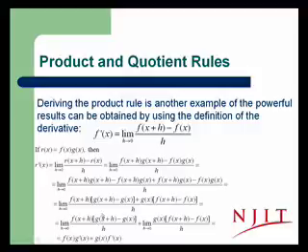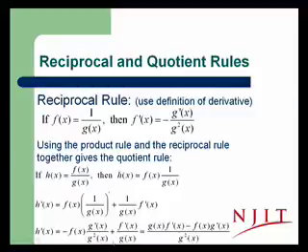We can recognize g of x plus h minus g of x over h as h goes to 0. That's simply g prime of x. We can recognize f of x plus h minus f of x over h as h goes to 0. That's f prime of x. So letting h go to 0, we get f of x times g prime of x plus g of x times f prime of x, or the first times the derivative of the second plus the second times the derivative of the first. Now let's consider the reciprocal rule.